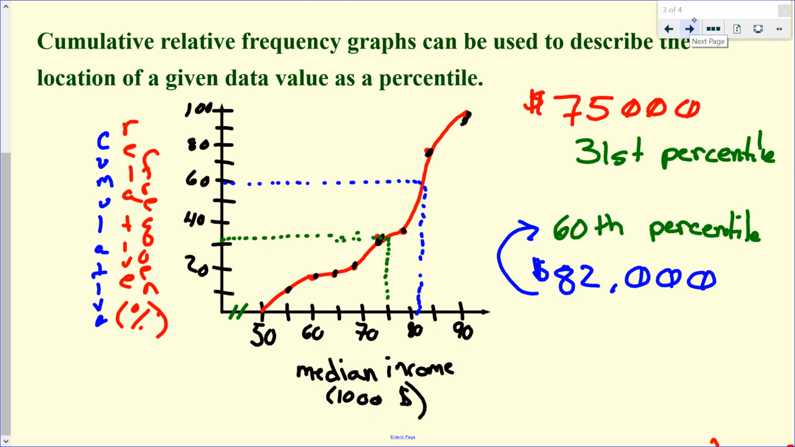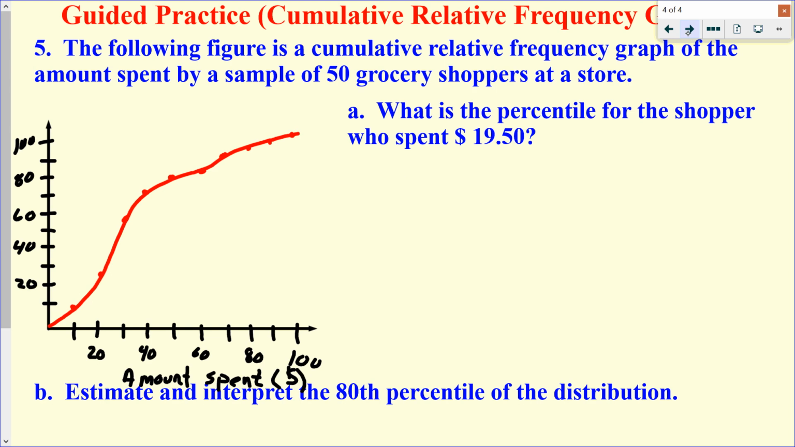So if we put that into practice, we'll look at number 5 from the practice. I'm aware that I may have assigned number 4, which was an error, but we're going to look at number 5, which is here, which shows the cumulative relative frequency graph of the amount spent by 50 grocery shoppers at our store. Our first question is, what is the percentile for the shopper who spent $19.50?